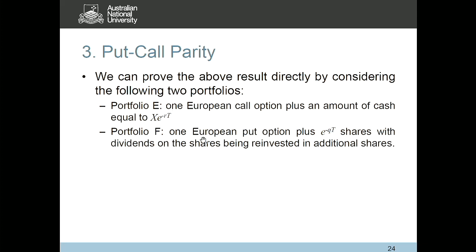In the second portfolio, we're going to buy 1 unit of put option, plus e to the power of minus qT amount of shares, so that amount is less than 1. And again, we're going to reinvest that dividend back in the share. Then we're going to examine the cash flow of the two portfolios. The easy way to remember these two portfolios is, first of all, if we look at portfolio E, if you're buying a call option, what else do you need to do?